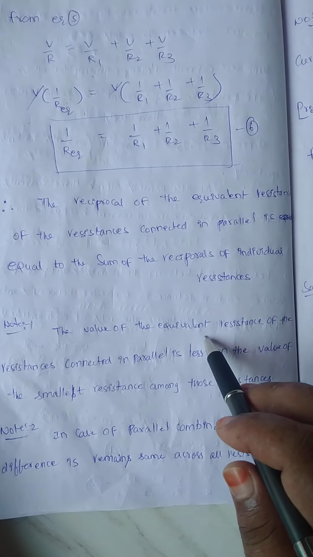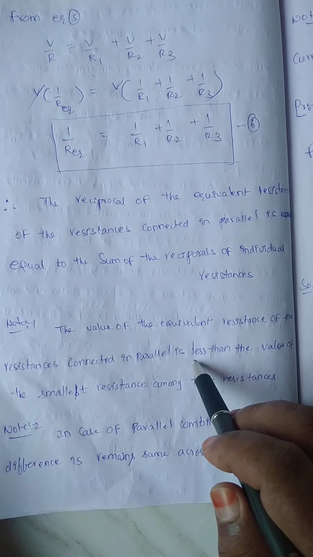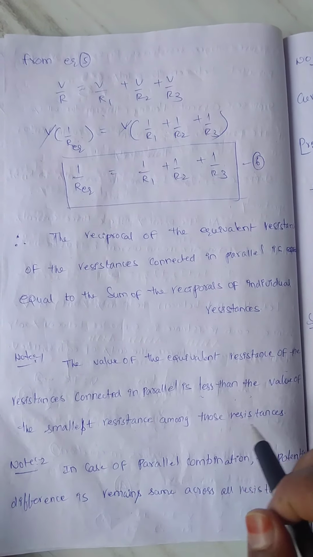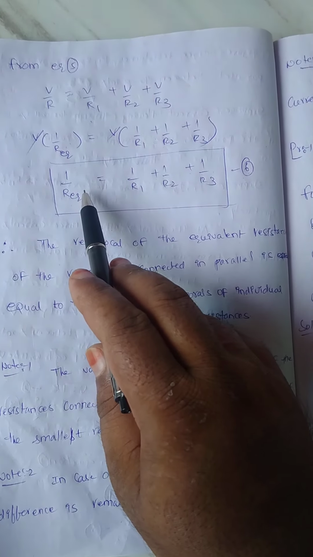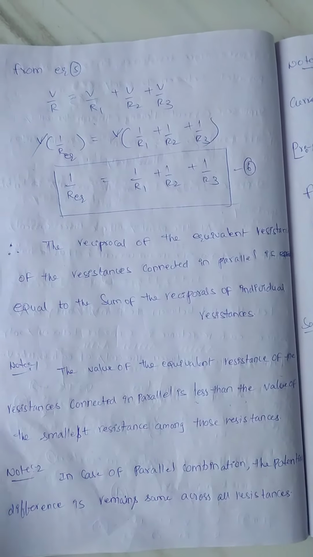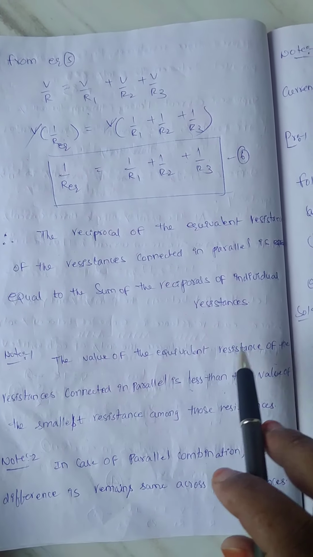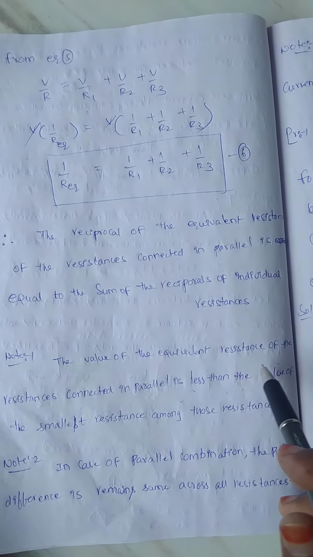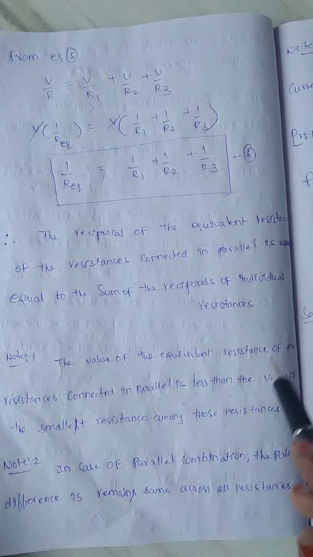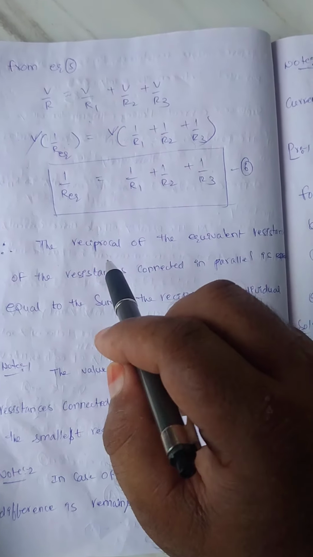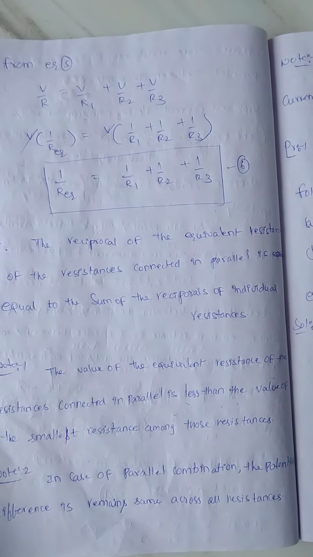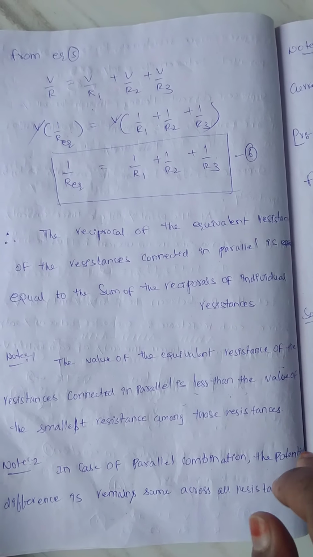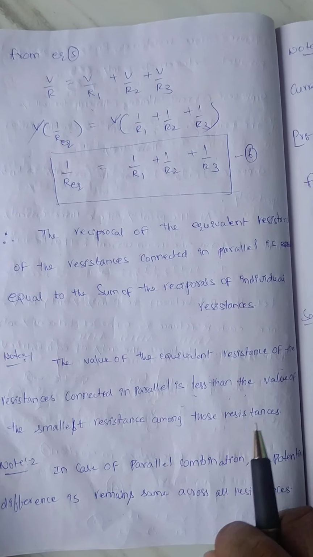The value of the equivalent resistance of the resistances connected in parallel is less than the value of the smallest resistance among those resistances. Compared to these three, it is less. So 1 by R equivalent, 1 by R1 plus 1 by R2 plus 1 by R3, is less. Next, the second point: in case of parallel combination, the potential difference remains the same across all resistances.